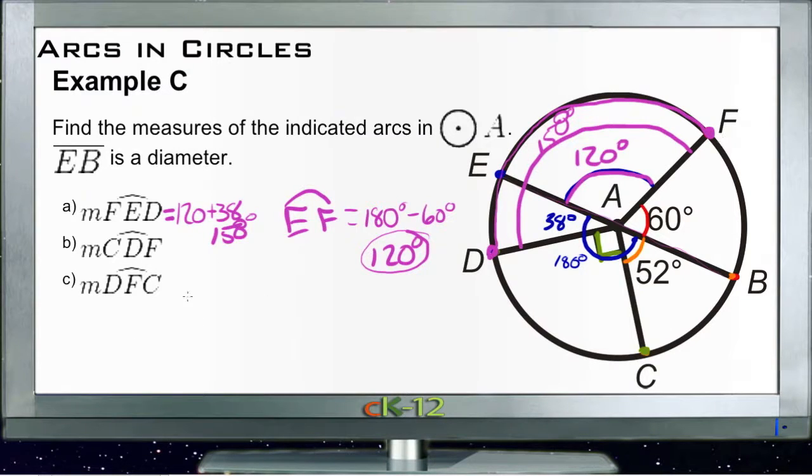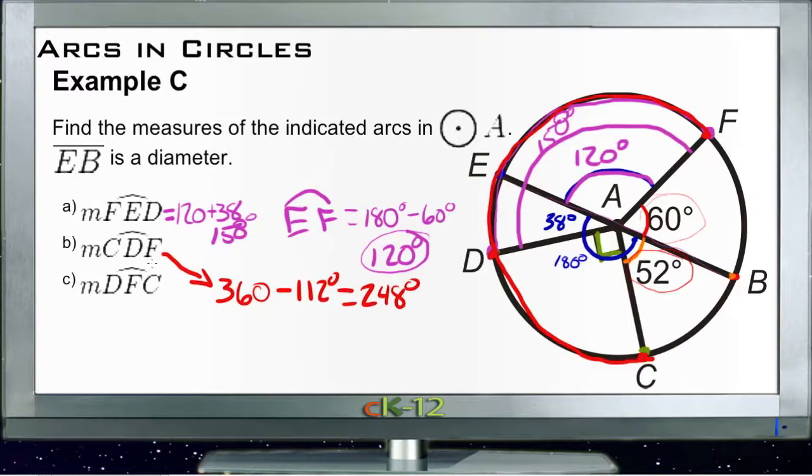Okay, next one is CDF. Let's do red. CDF would go from here to here to here. So that's definitely a major arc, right? That's most of the way around the circle, all the way around this outside section here. So that's going to be 360 degrees, the whole circle, minus this 60 here, and minus this 52 here. So 60 and 52 is 112. So CDF is going to be 360 degrees minus 112 degrees. So we got 248 degrees. So major arc CDF is 248 degrees.